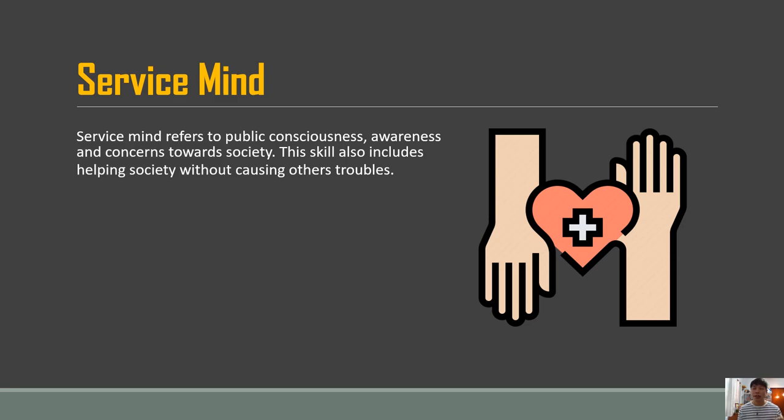For example, last month, some part of Thailand was flooded. They suffered from flooding. That means some people who live in other areas try to donate, or do some charity, give or buy something for them to help them to have a better life in the bad situation. That means you have service mind. Or sometimes we call it volunteer mind. You do something for other people without hoping or expecting anything in return. This is another identity of CMRU.